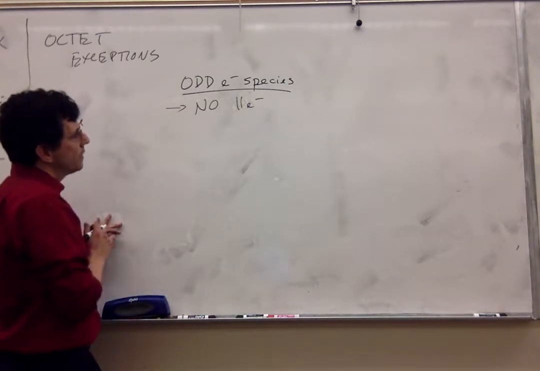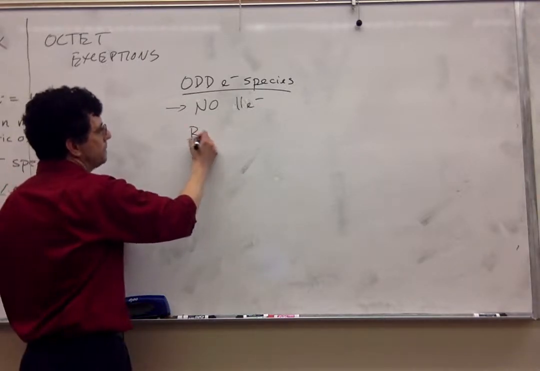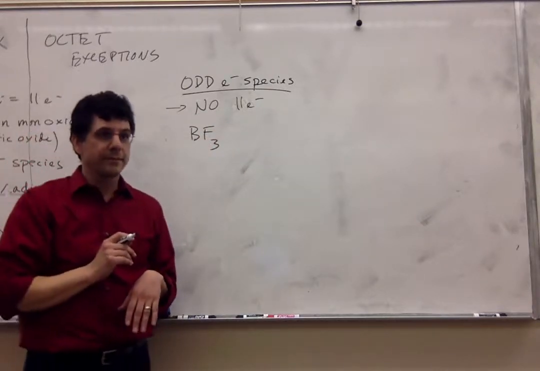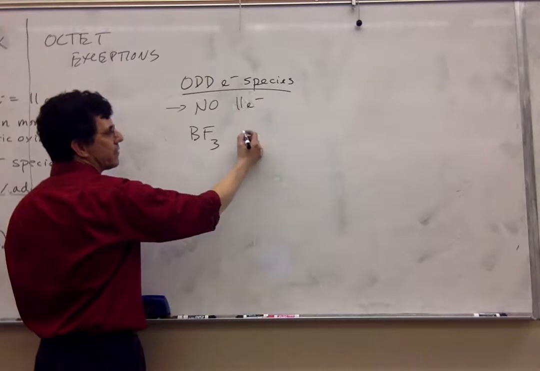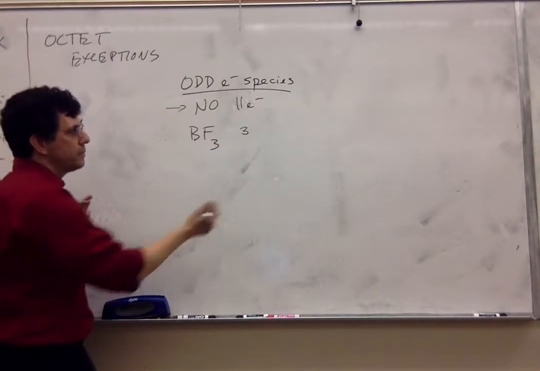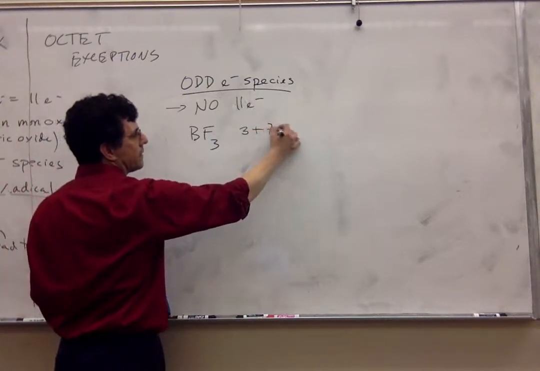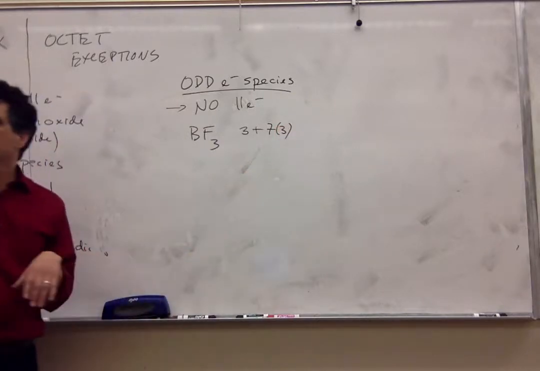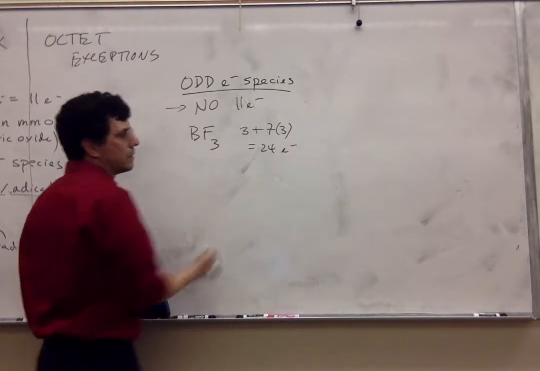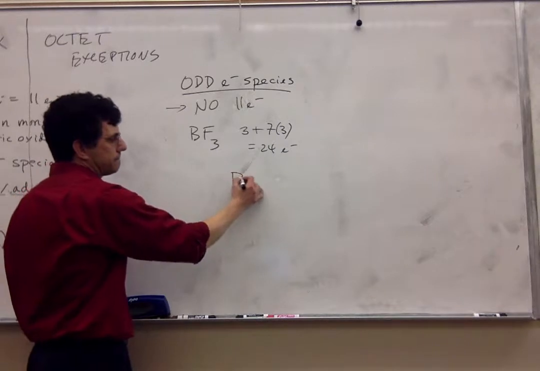So let's think about some other exceptions. Here's one. BF3, best friends forever, right? How many valence electrons? 3 from boron, as we look at boron's column 13, but that's 3 electrons for the valence. And then 7 times 3 for the fluorines, so that's 24 valence electrons. Okay, so 24 valence electrons, great. You can work with that.